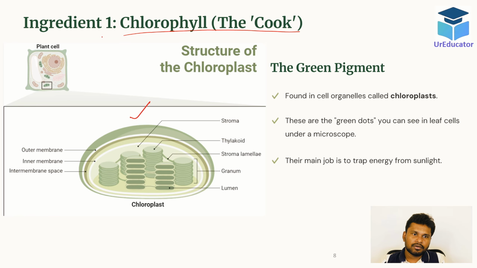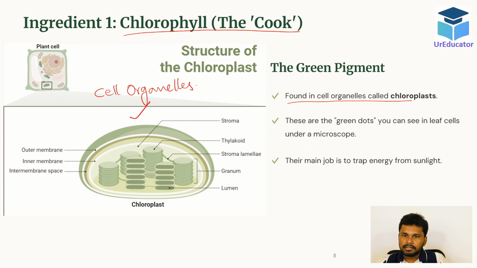Okay, so this is present inside the plant cell. It is one of the cell organelles. So that is given here. Found in the cell organelles called chloroplast. Chlorophyll is a pigment. Chloroplast is a cell organelle. And inside that chloroplast, you can see the chlorophyll pigment.